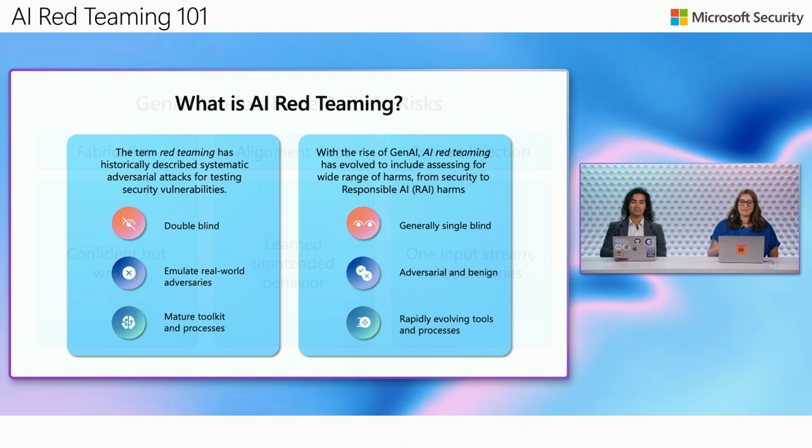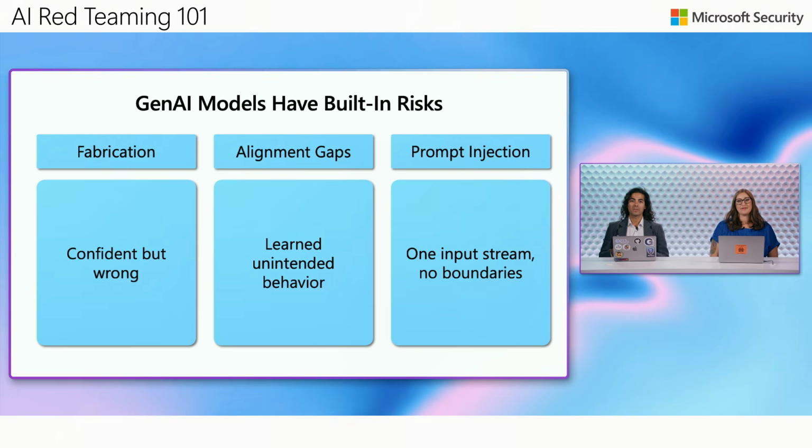As you may have imagined, generative AI models have built-in risks. Broadly speaking, we could think of them as risks of fabrications, alignment gaps, and prompt injections. Fabrications happen when the model gives you information that is incorrect, but the model is confident about it. You can think of this as perhaps the citations that generative AI models tend to make up as you interact with them. Alignment gaps stem from models learning behavior that is perhaps unintended and is not aligned with what we expected.